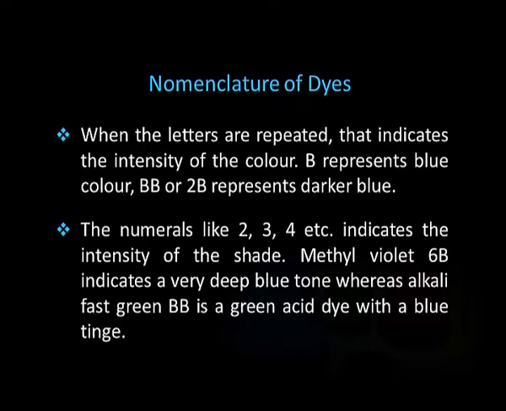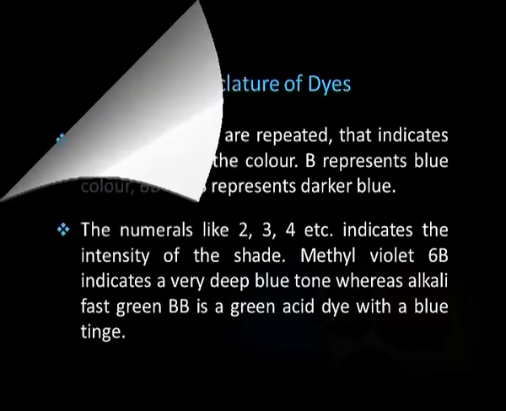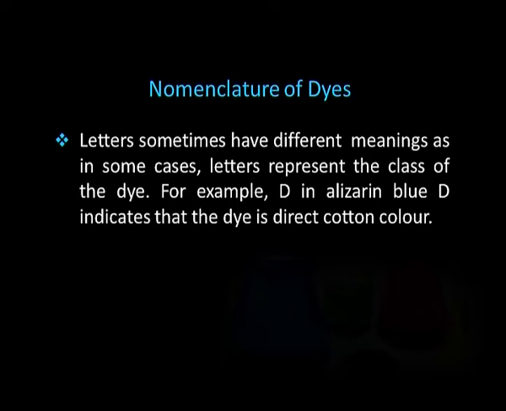The numerals like 2, 3 and 4, etc., indicate the intensity of the shade. Methyl violet 6B indicates a very deep blue tone, whereas alkali fast green BB is a greenish acid dye with a blue tinge. That means if it is 6B, the intensity of color is very high, whereas when it is BB or only 2B, the shade is not that deep. Now, letters sometimes have different meanings, as in some cases a letter represents the class of the dye also.